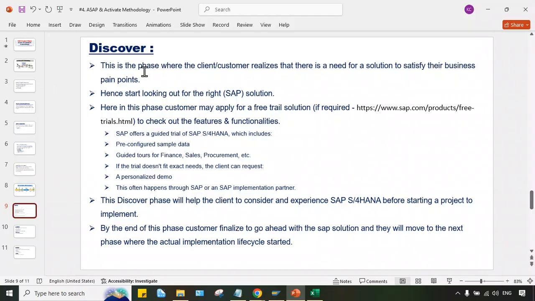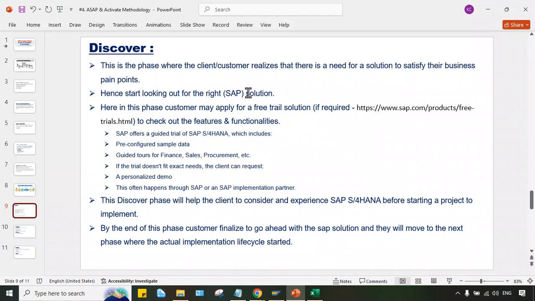So now it's time to find out the solution to satisfy their business pain points. So they will think about a different ERP, right? So look at here. Hence, start looking out for the right solution. The right solution means, let's suppose they decided that yes, SAP is the best.